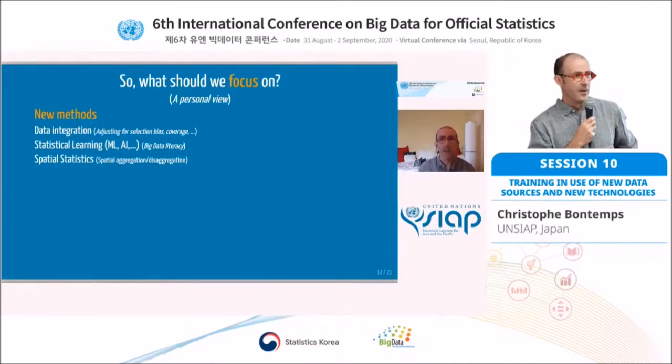Many of these sources of data also include spatial statistics or spatial or geocoded variables. So aggregating and disaggregating that at the spatial level is also something that is quite tricky, and maybe we should focus on that. Of course, I already said that, but big data visualization to increase visual literacy should be something we should focus on.